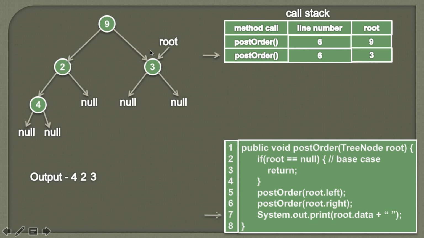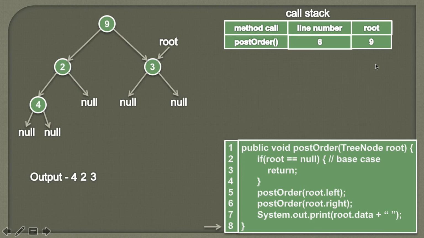Moving ahead. And once we reach the line number 8, we know that we have successfully executed this post order method. So this method will be removed from the call stack. And the point of execution will reach to this post order method. And we also know that we had left this post order method from the line number 6. And at that time the root was actually 9. So we are starting from the line number 6. And we know that we had left this method when the root was pointing to 9. So therefore now root will point to 9.